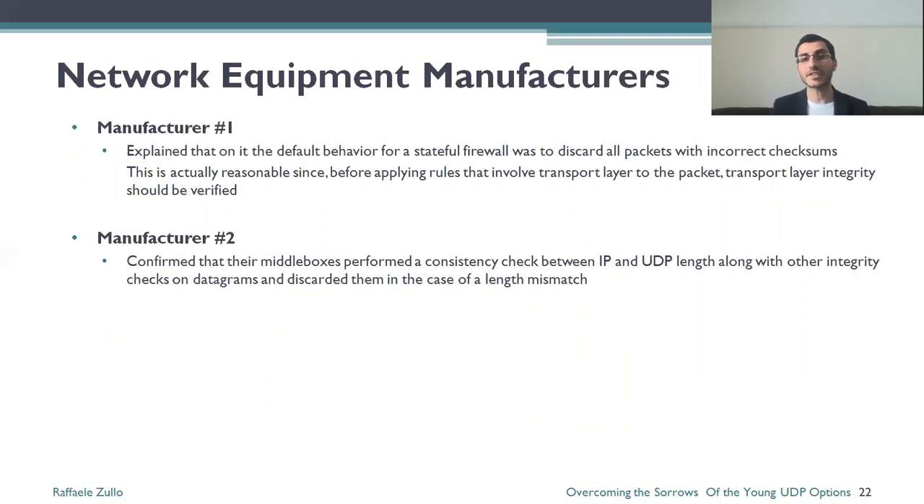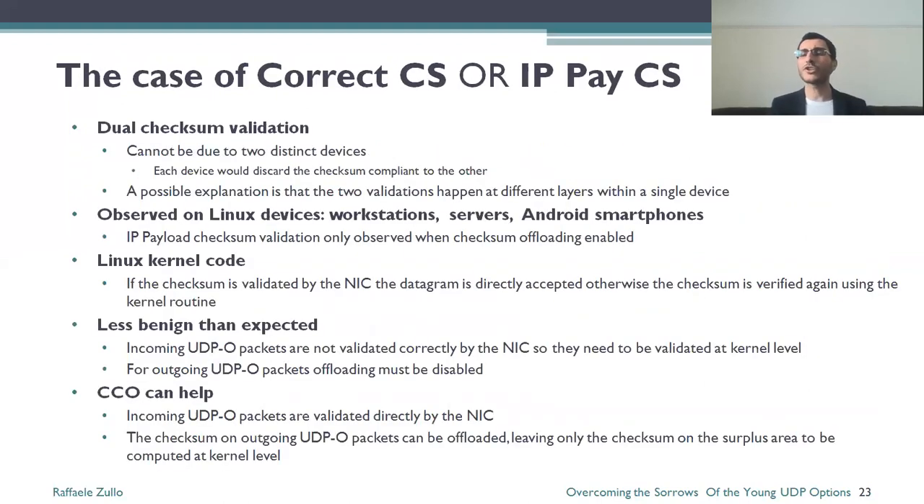Another manufacturer instead confirmed that their middleboxes perform a number of consistency checks on datagrams, including one based on the match between IP and UDP length. A common case in our results was the one in which correct checksum and IP payload length offset checksum are both accepted, but every other non-zero checksum is discarded. This cannot be explained by two distinct devices, because each device would discard the checksum compliant to the other.